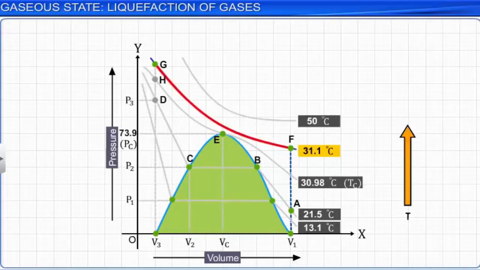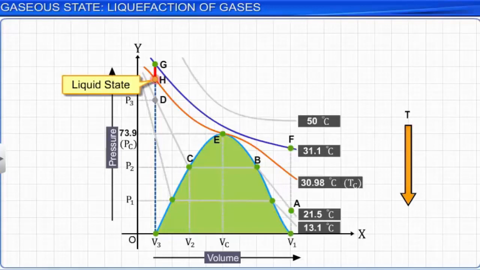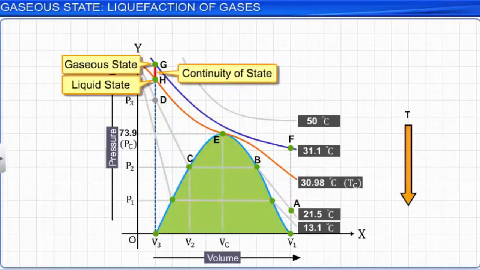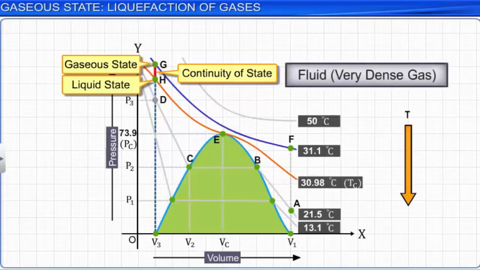Hence, curve FG represents the gaseous state. Now, if we move vertically down from point G by lowering the temperature, on crossing the critical isotherm at point H, we get the liquid state. Thus, at no stage during the process did we cross the two-phase region. This is called the continuity of state. To recognize this continuity, the term fluid is used for either a liquid or a gas. Thus, a liquid can be viewed as a very dense gas.